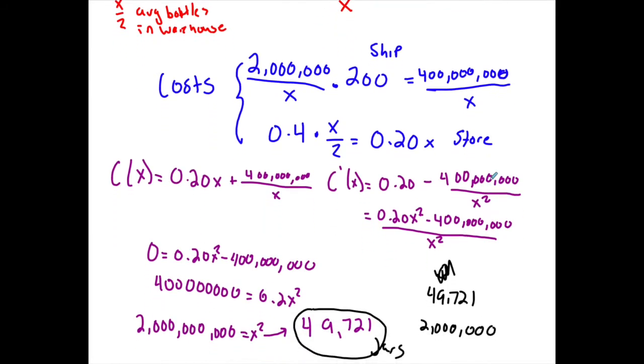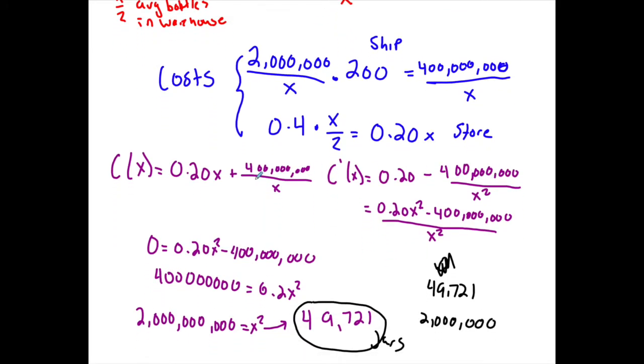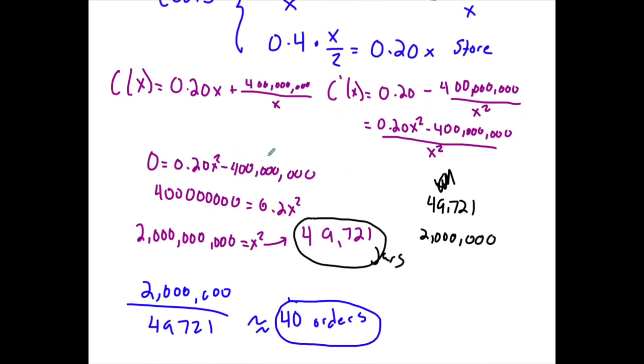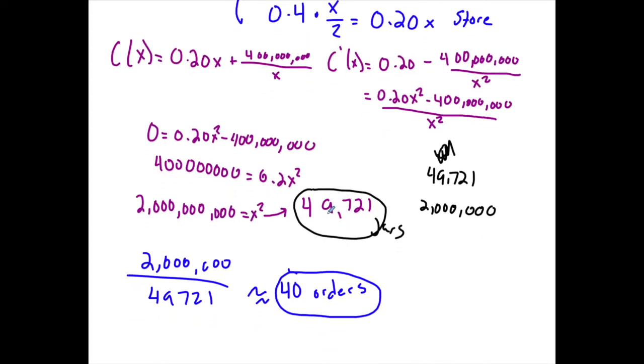Okay, we build a cost function. Now we build the cost function by adding the two costs, shipping and storage. There are no fixed costs here because the costs vary on how many things you're going to buy. Now we want to optimize, so we take the derivative. We set the derivative to 0 and solve. We get our critical number, 49,721. Remember, we don't use the negative because there's no such thing as negative bottles.